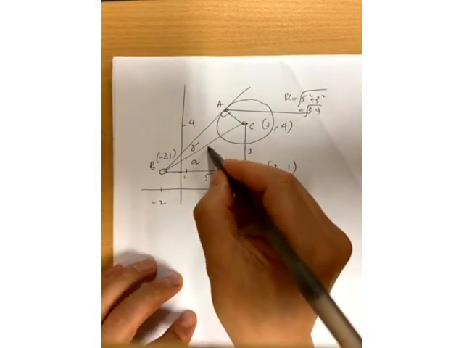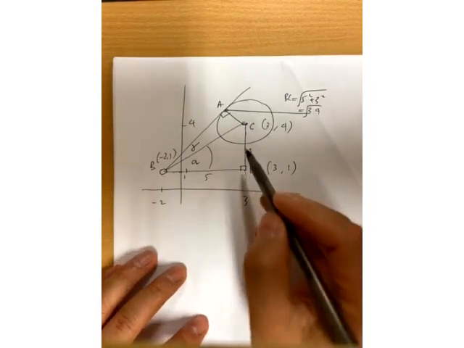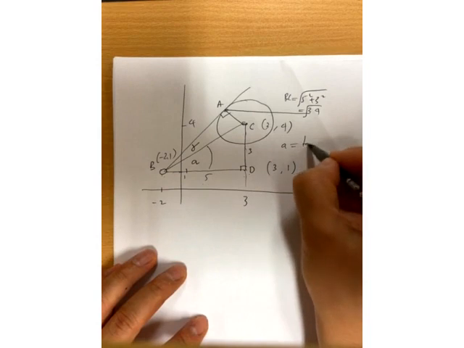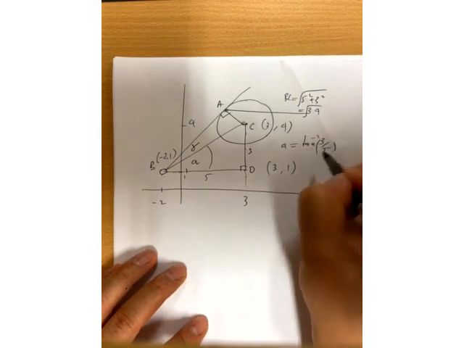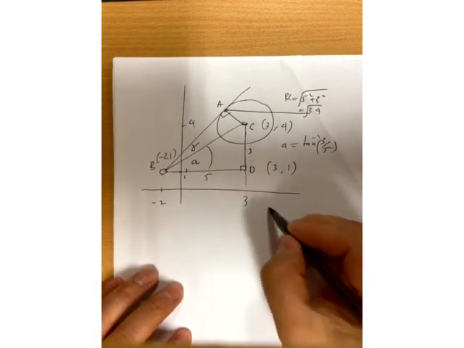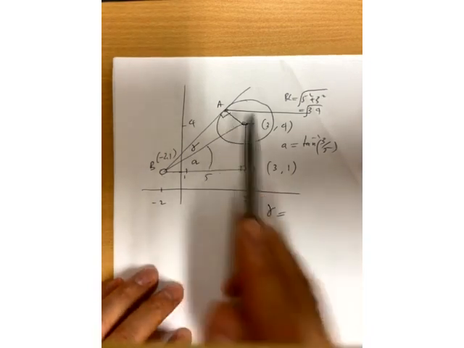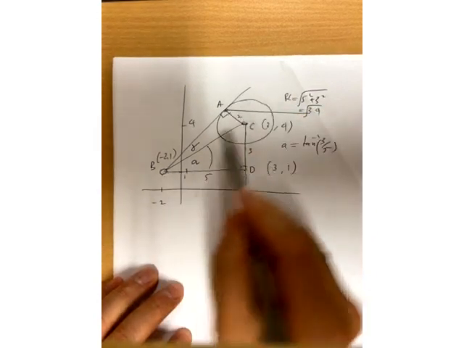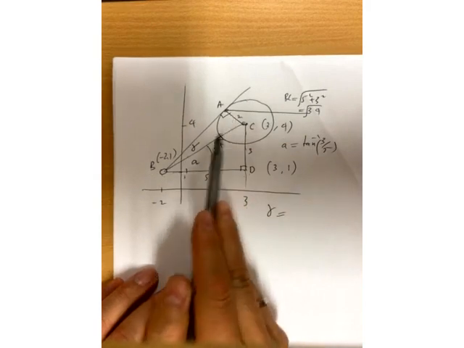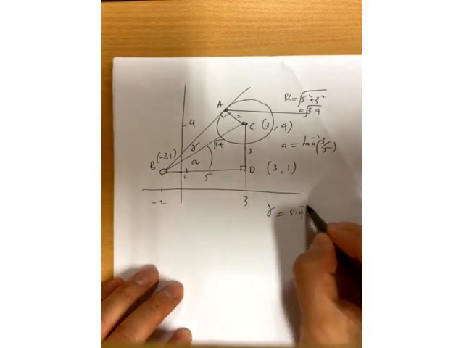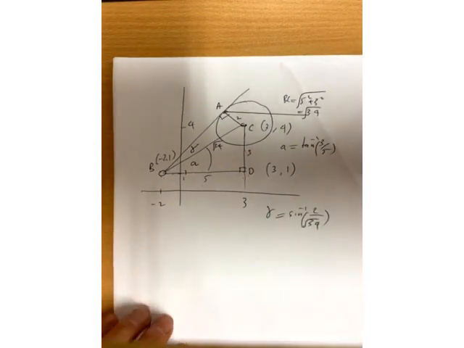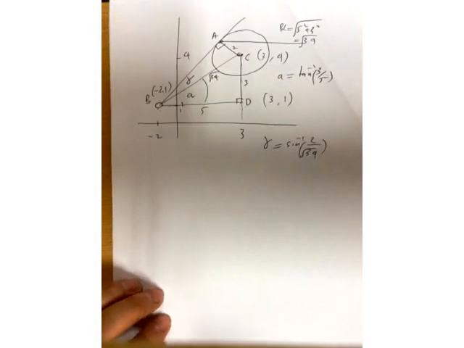If you want to find the angle A, that's just going to be tan inverse of 3 on 5. That's easy because it's a right angle triangle. Gamma is just simply going to be, that's 2 because that's a radius, and BC is root 34. So gamma is just sine inverse of 2 on root 34. Yeah, so that's that one.